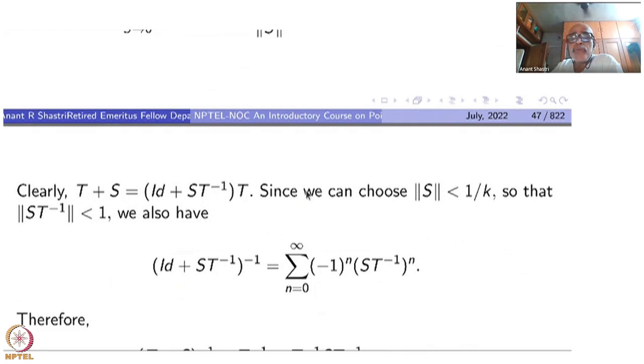Since we can choose the norm of S to be less than 1/K, so that the norm of S T inverse is less than 1, this identity plus S T inverse can be inverted. Identity plus S T inverse inverse will be nothing but the sum from 0 to infinity of (minus 1) raised to n, times (S T inverse) raised to n, because there is a minus sign. If it's a minus sign here, then everything will be plus here. This is a geometric series, 0 to infinity.